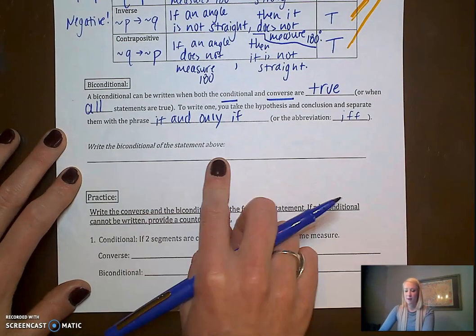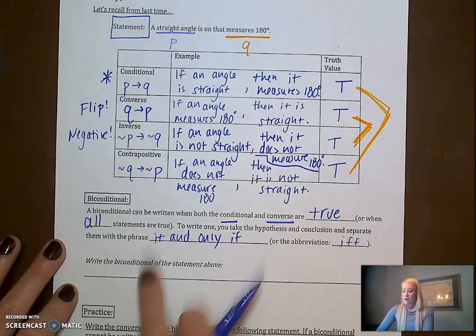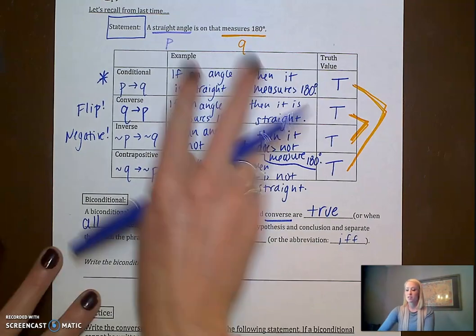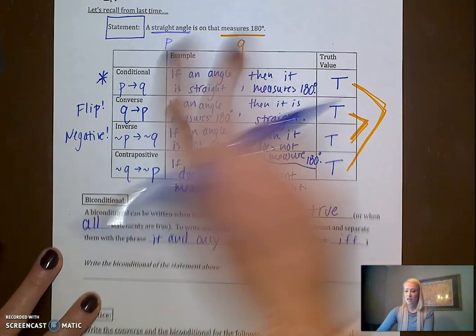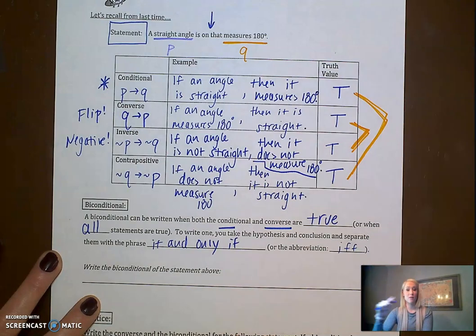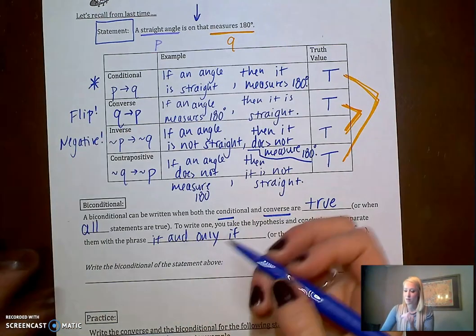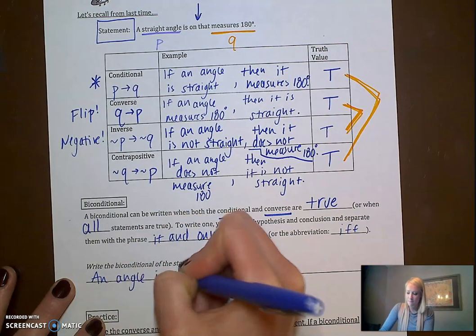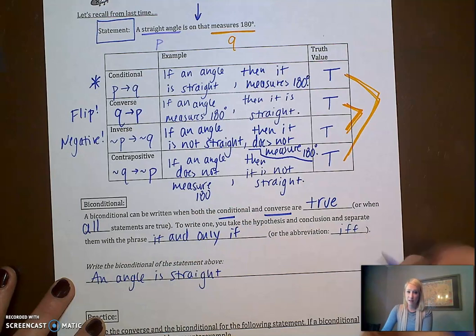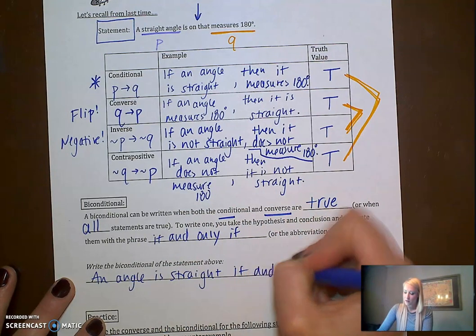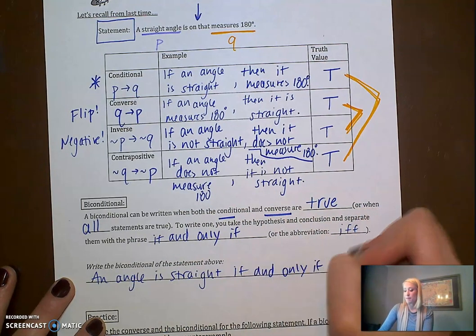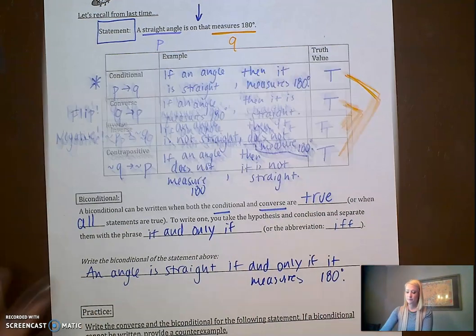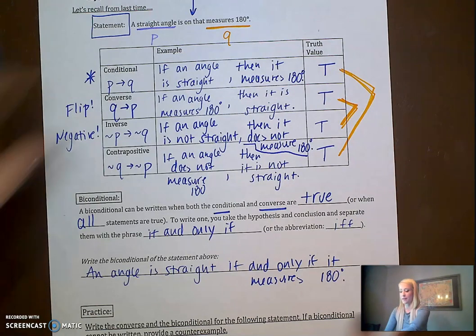So let's go ahead and write the biconditional from this statement. A biconditional isn't a conditional statement. It doesn't have if, then. You just take the hypothesis and the conclusion, and in between them, you put if and only if. So I'm going to say an angle is straight if and only if, there's no way around this, it measures 180 degrees. Two conditions, they got to go together.